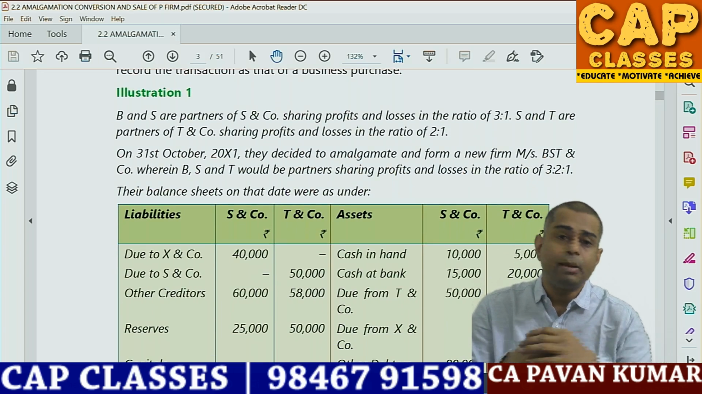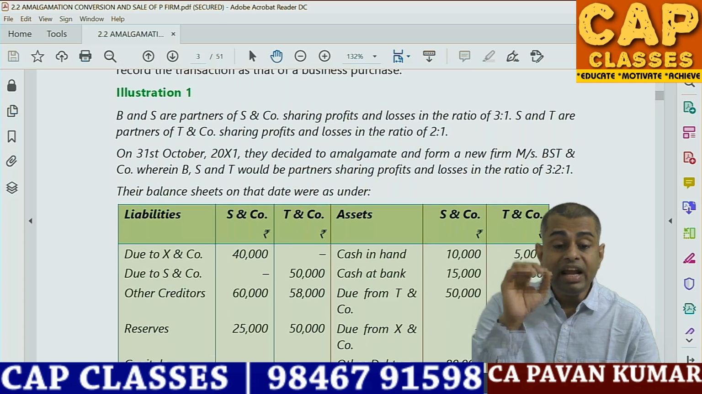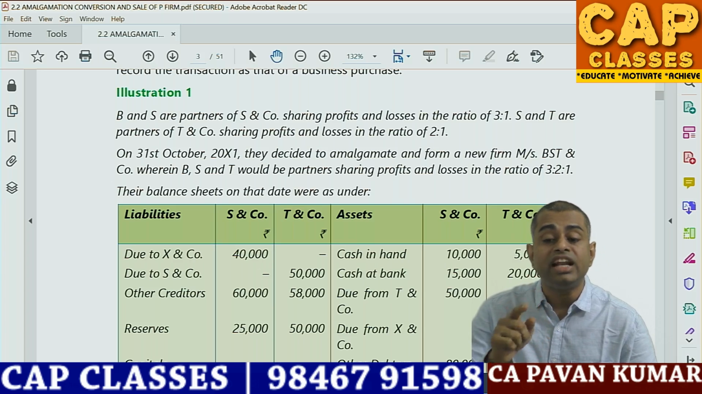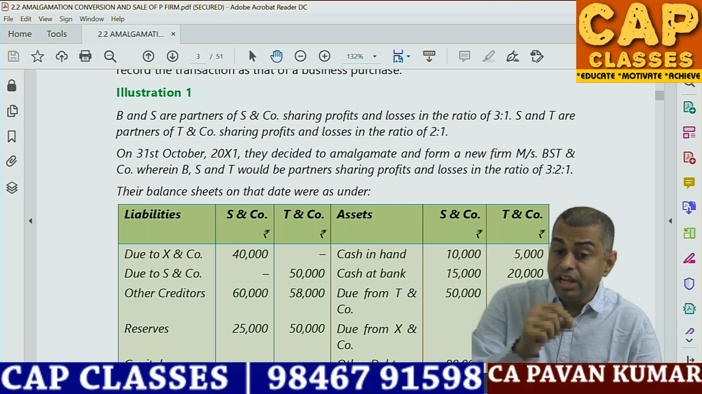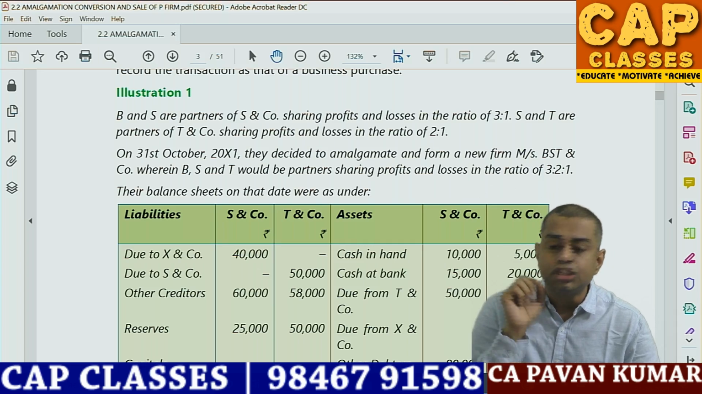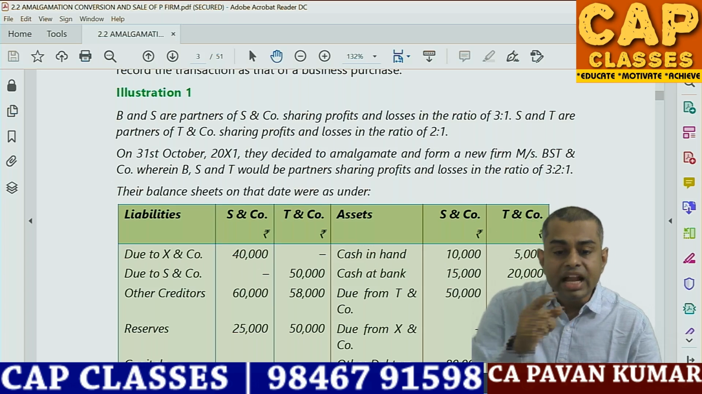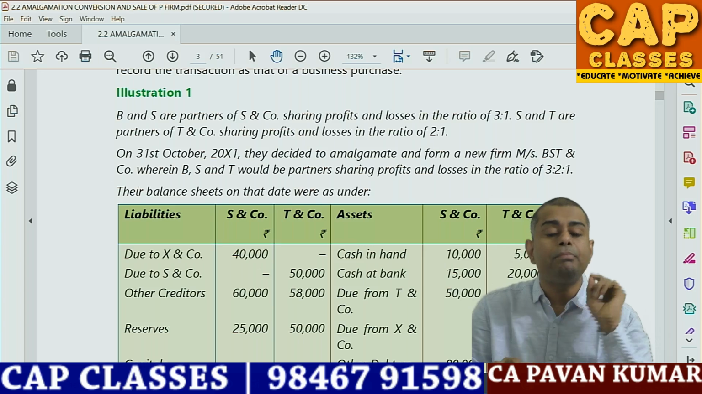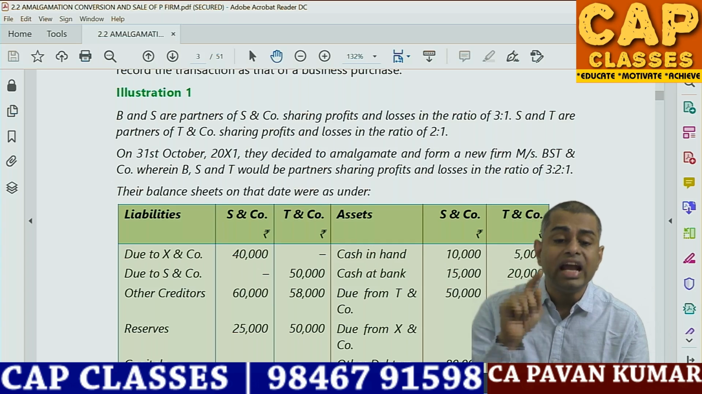We'll start with problem number 1. Illustration 1 is on the screen, read it carefully. B and S are partners of S and Company sharing profits and losses in the ratio of 3:1. So what is the firm? S and Company. Who are partners? B and S. What is their profit and loss sharing ratio? 3:1. Then the second firm: S and T are partners of T and Company sharing profits and losses in the ratio of 2:1. If you observe, there is a common partner. In the first firm, S is a partner. In the second firm also, S is a partner.